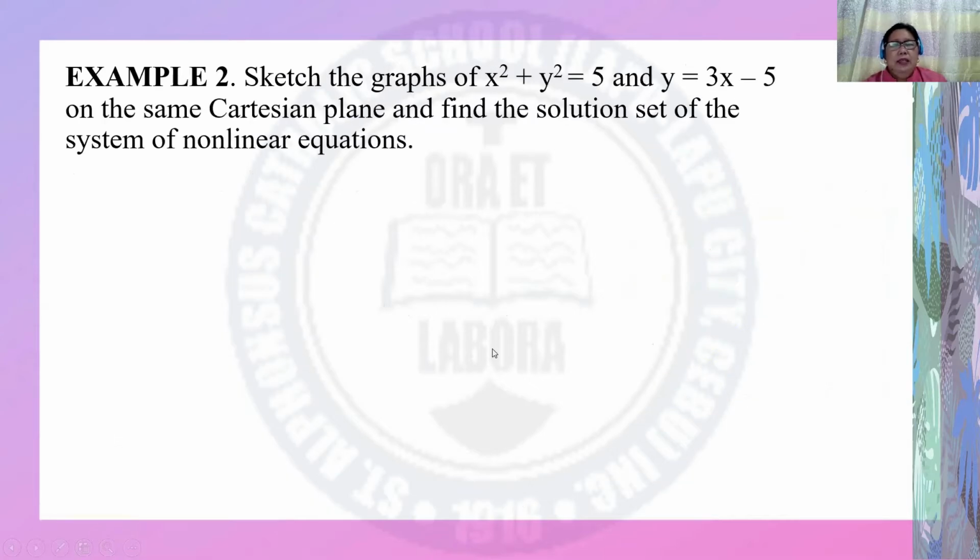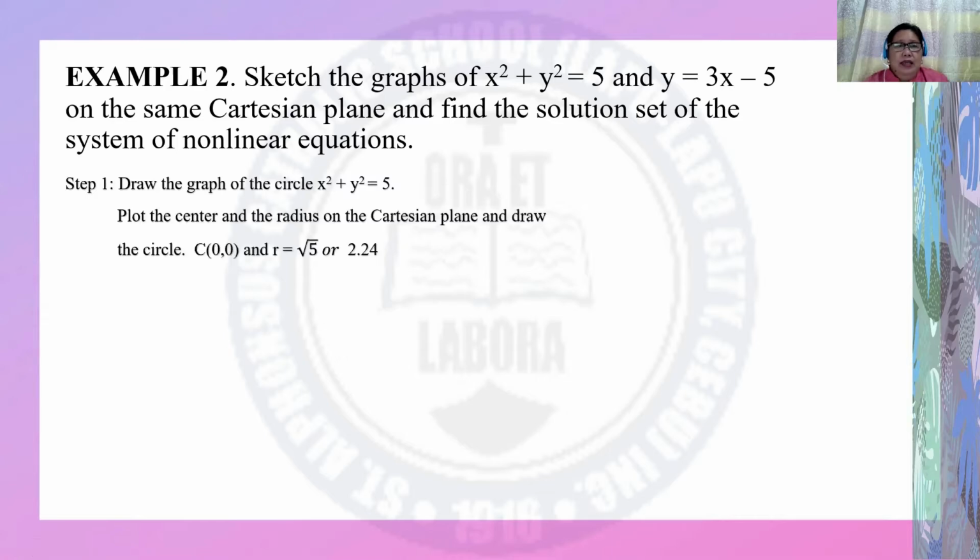Next example. Sketch the graphs of x squared plus y squared equals 5 and y is equal to 3x minus 5 on the same Cartesian plane, and find the solution set of the system of nonlinear equations. So the first equation is an equation of the circle and the other equation is a linear equation. First, we have to draw the graph of the circle x squared plus y squared is equal to 5. So, we need to identify the center as well as the radius.